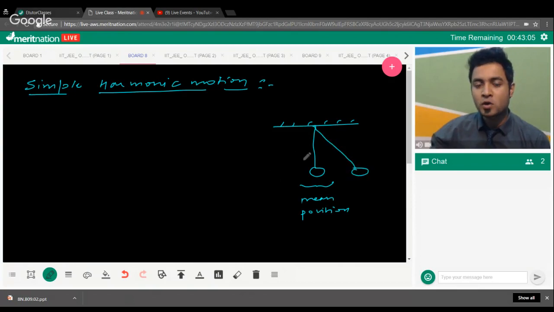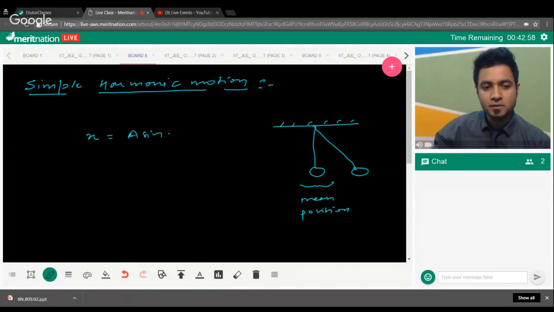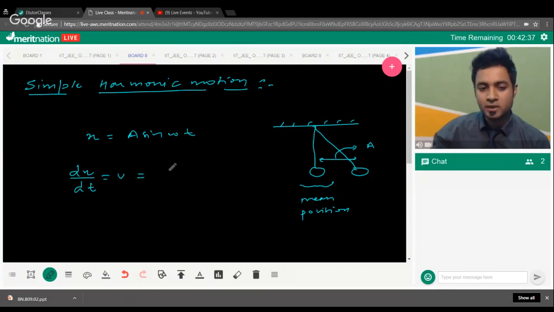So how can we write the equation here for the oscillation? That would be x equals A sine omega t, where A is the amplitude, and it is oscillating in this way. How would you calculate the velocity from here? You just need to differentiate it. dx upon dt is nothing but v, so that comes out to be A omega cos omega t, isn't it?